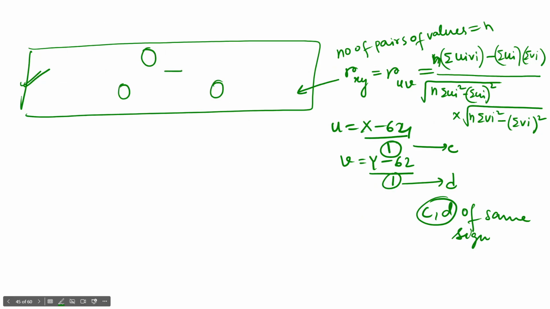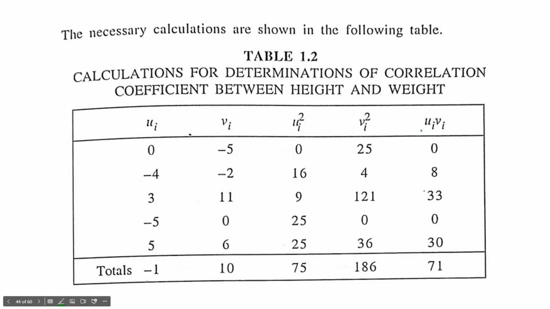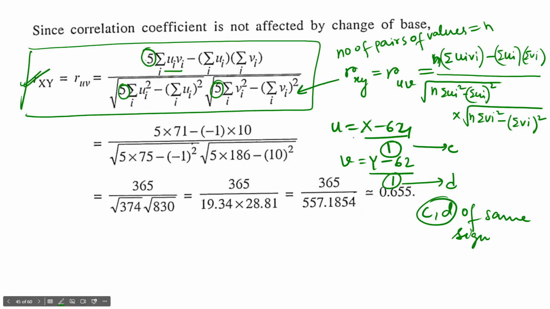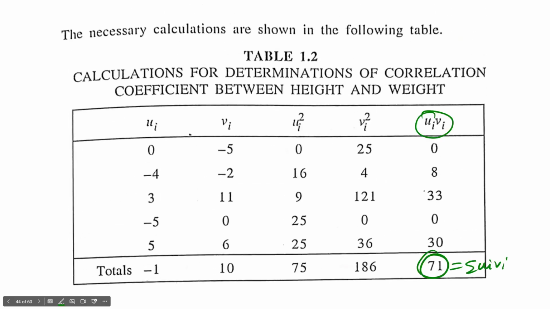Summation ui vi, I am again erasing all this. Summation ui vi you have already calculated, that is your 71, correct? So just put it as 71. Summation ui and summation vi have also already been calculated. So summation ui is minus 1 and summation vi is 10.